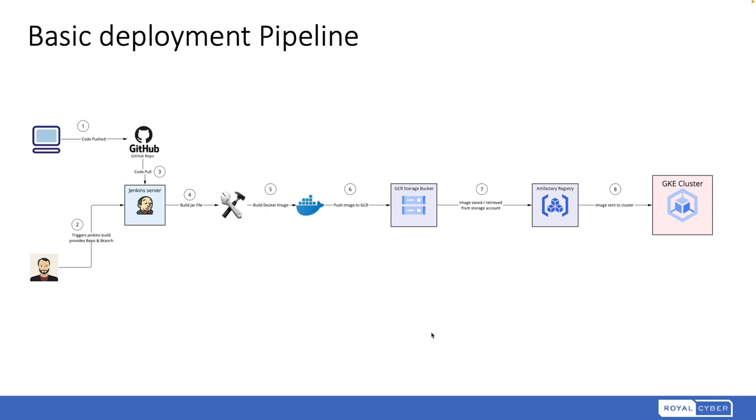But it wasn't always like that. Before that, things were a lot simpler and a lot more manual. As an example, let's look at this basic deployment pipeline. Here you can see a simple code push using GitHub, pushed into a Jenkins server. Eventually it goes over to a Docker image, and the image gets stored into a GCR bucket, pulled into an artifact registry, and then eventually deploys over to a GKE cluster. Simple, fair enough, straight to the point, gets the job done. What's the problem? The problem is trying to deploy this for your environment.